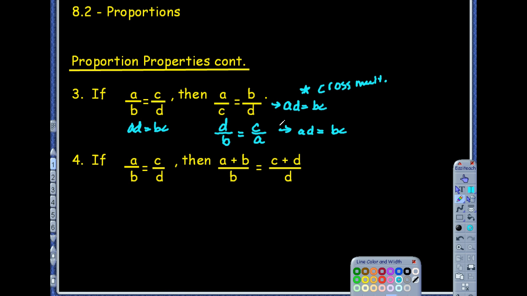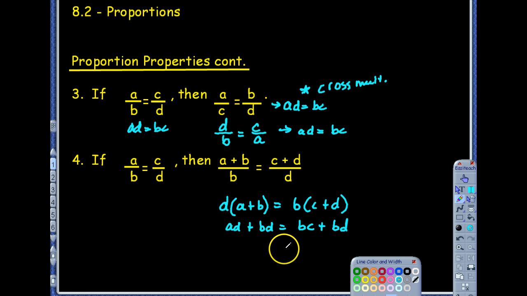So why would this actually work? Well, can we cross multiply it? Let's do that. So what would that look like if I cross multiply? I'm going to say D times the quantity of A plus B is equal to B times the quantity of C plus D. Which means you're going to have to multiply. So I'm going to have AD plus BD is equal to BC plus BD.